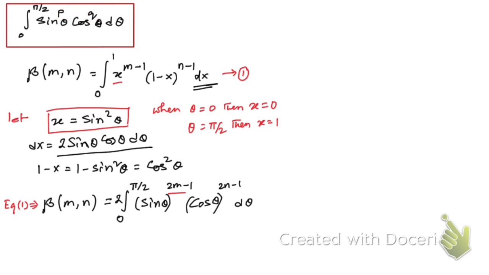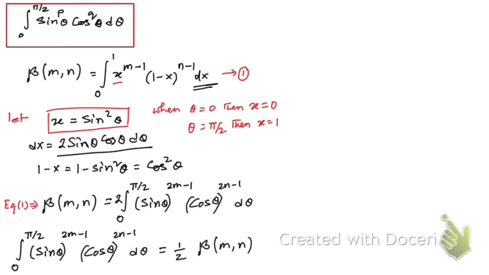Then what we're going to have, and one more thing, here you see this can be written this way. Let me write it on the left hand side, it is equal to, this 2 on this side is going to be half of beta(m, n). Okay, so we can write it this way.